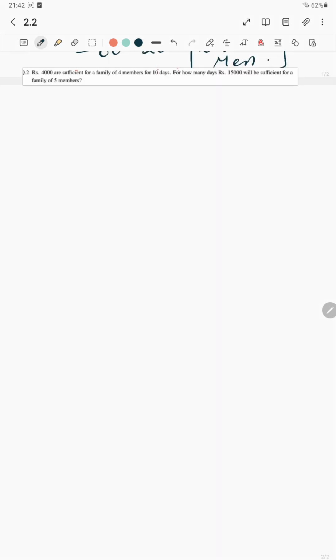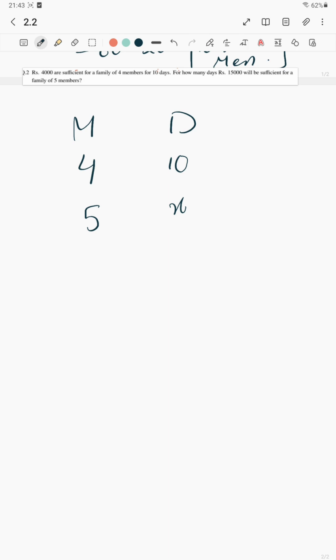Rupees 4,000 are sufficient for a family of 4 members for 10 days. For how many days will rupees 15,000 be sufficient for a family of 5 members? So we have members and days: 4 members, 10 days. We will take rupees as constant here, so we will not use that. We will use the members and days ratio.